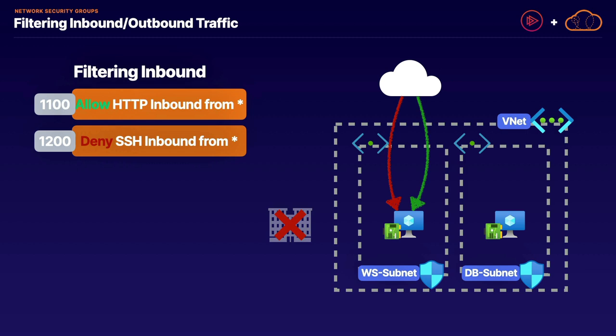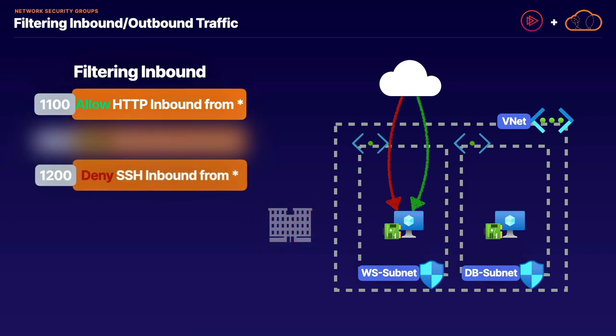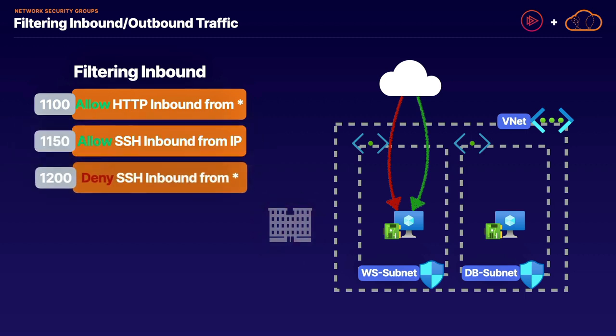If we wanted to allow this traffic, we could specify a rule with a lower priority, such as 1150, and allow SSH inbound from a particular IP address, and that could be the public IP that is represented by our network. This will allow us to administer our virtual machine over SSH and deny SSH from anywhere else, similar to what we saw in the previous example.